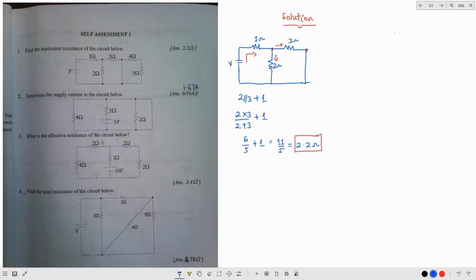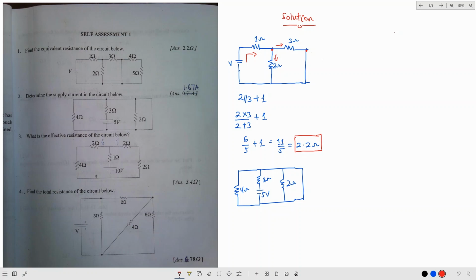Okay guys, so let's solve the second example also. For that one also, let me draw the circuit. We have 4 ohms here, and then we have 3 ohms here in this branch in addition to the voltage source. This is 3 ohms. We have 4 ohms here, and then we have 2 ohms here, and then we have a short circuit here. Okay, so this is our circuit, and then you have to find the supply current.